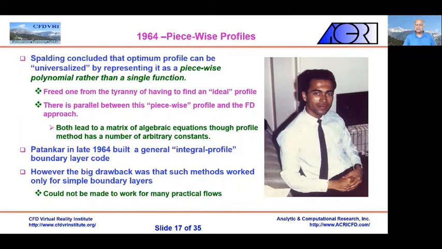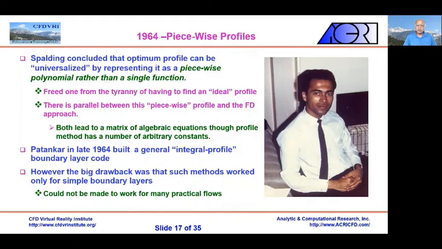We don't do that in CFD. The boundary conditions and initial conditions automatically come into play through the boundaries or initial setup. So Patankar, who had joined in '64, worked with Spalding and developed a general, what was called, integral profile boundary layer code. So the nice thing was that it worked for any boundary layer type of flow. It worked for walls, wall jets, pipes, and jets.